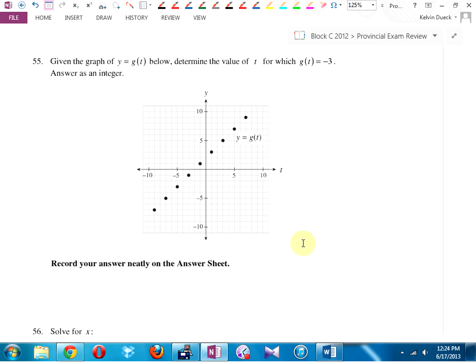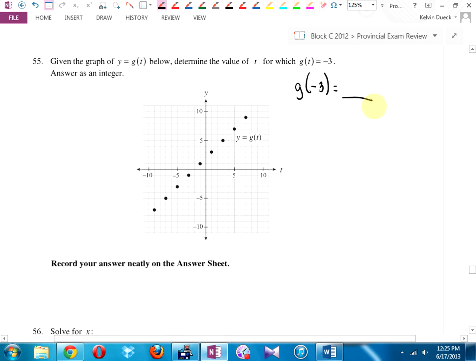This is testing function notation. You know how I can tell? Because I see g of t. Instead of y and x, it looks like they're using y and t, but it's going to be the same kind of an idea. It says, given the graph of y equals g of t below, determine the value of t for which g of t equals -3. Now, underneath that question, can you write this? G bracket -3 equals. Those are two very different questions, even though they both have -3s.